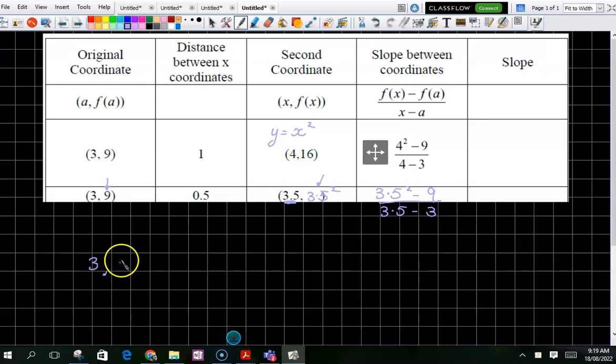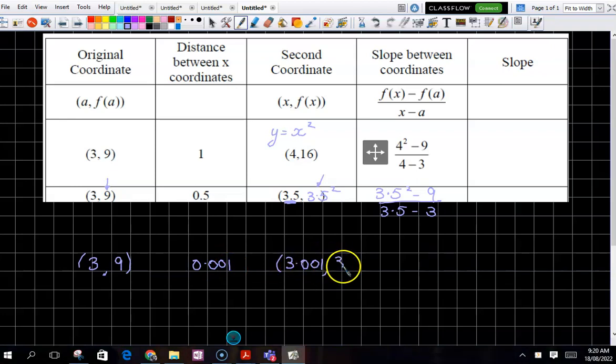So when it was 3 and 9, what was the last one? 0.001. Okay, that's going to be 3.001, 3.001 squared. And so we'll go 3.001 squared minus 9 all over 3.001 take 3. What's your slope going to be?